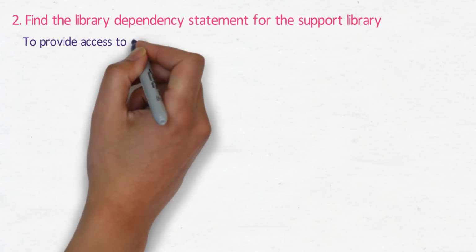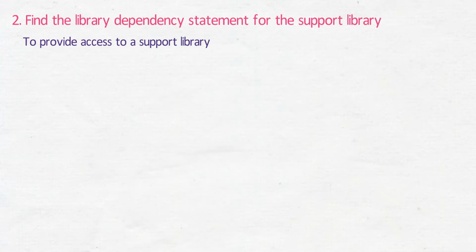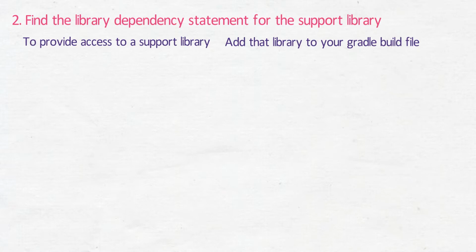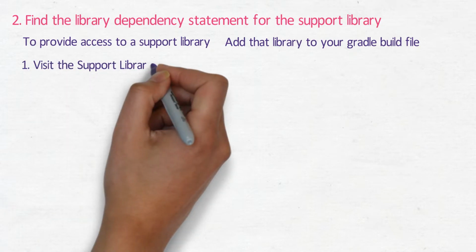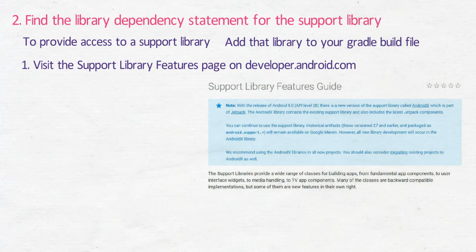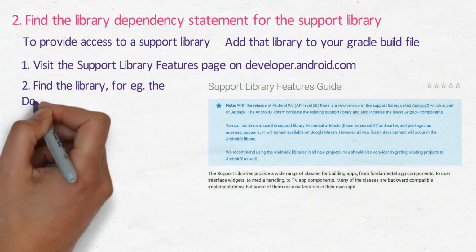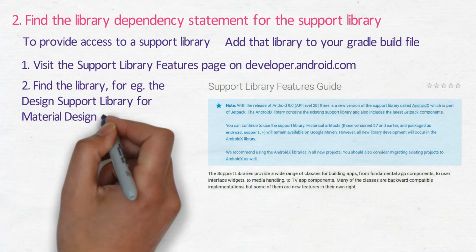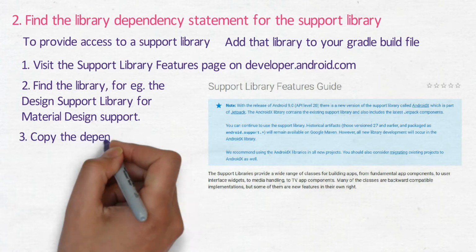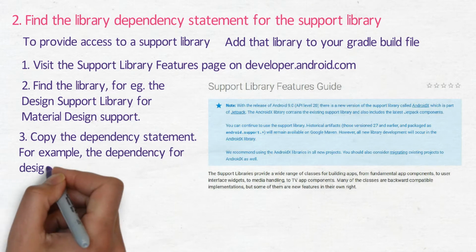To provide access to a support library from your project, you add that library to your Gradle build file as a dependency. Dependency statements have a specific format that includes the name and version number of the library. First, visit the support library features page on developer.android.com. Second, find the library you are interested in on that page, for example, the design support library for material design support. Third, copy the dependency statement shown at the end of the section.